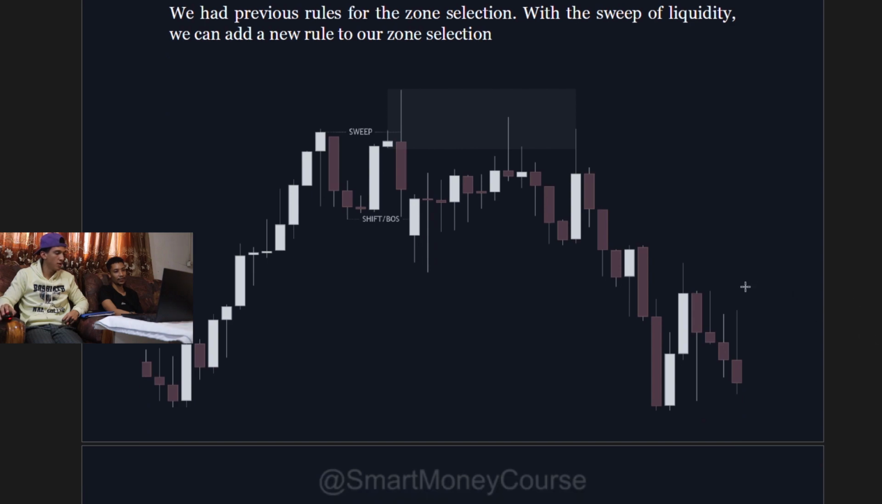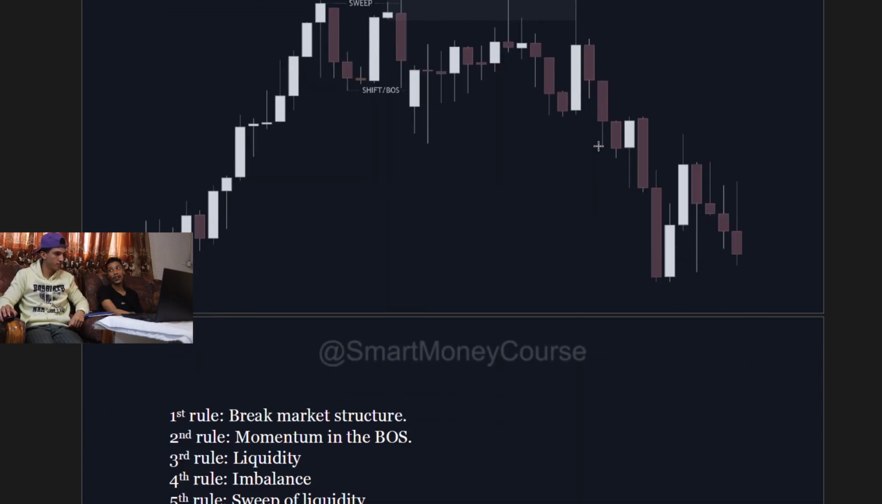Okay, so there's a sweep. Now I think this is the sweep, break of structure. 1, 2, 3. Yeah, I was reading very clearly there and I had no glasses on.